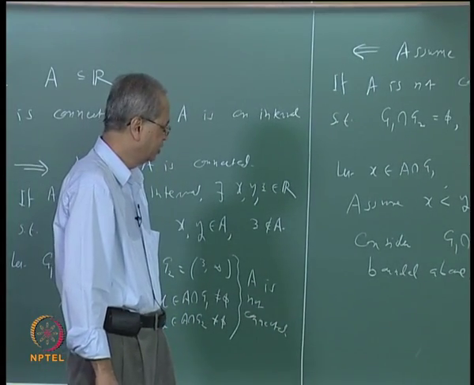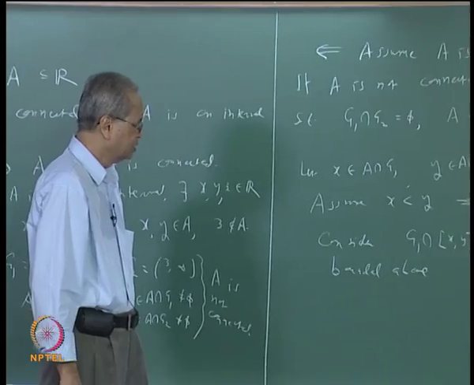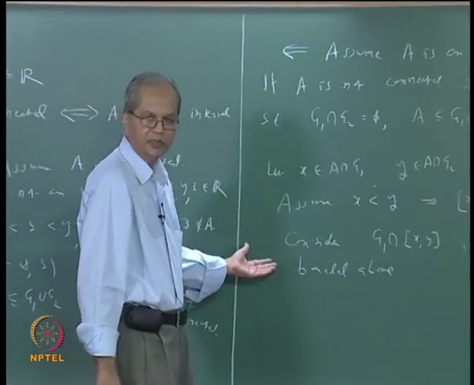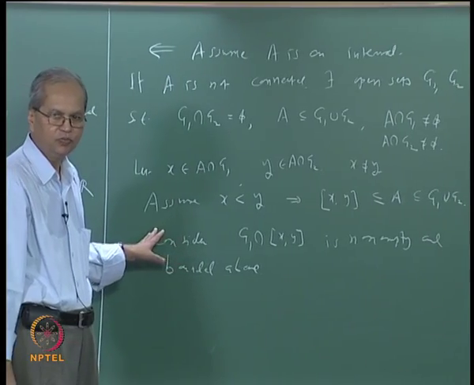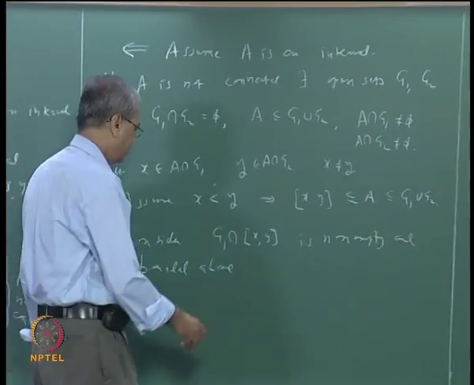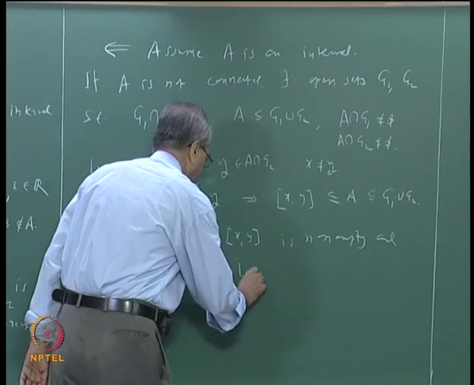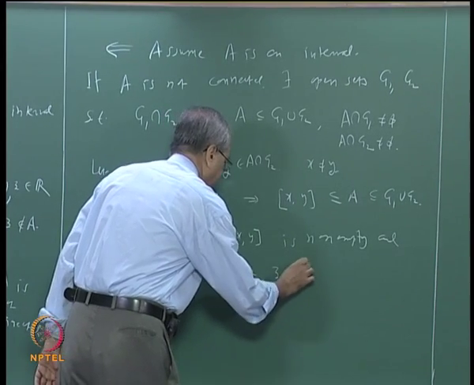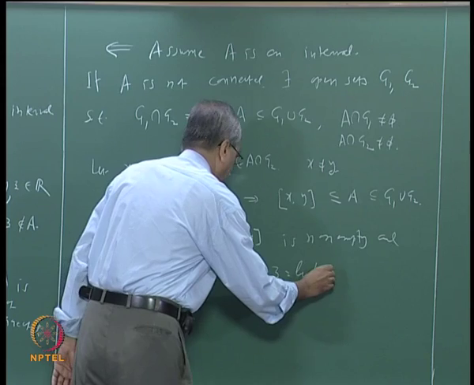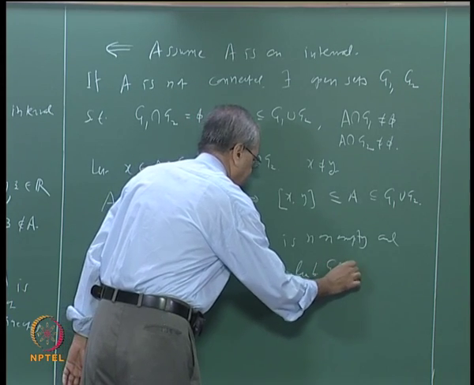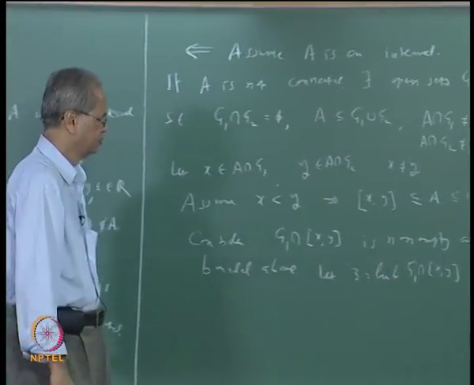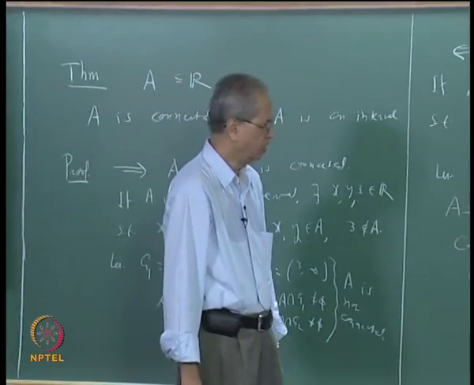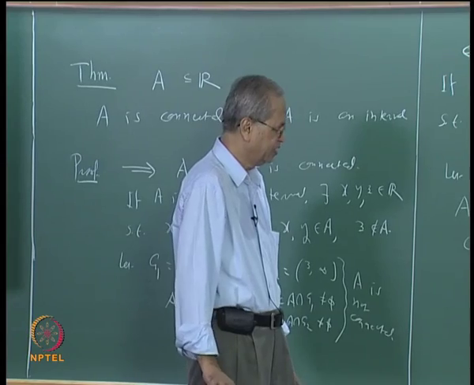If it is non-empty and bounded above, then we know by the LUB axiom that every set which is non-empty and bounded above must have a least upper bound. So let us call that least upper bound Z. Let Z be the LUB of this set G1 intersection XY. Now first of all, let us see where this Z should lie.